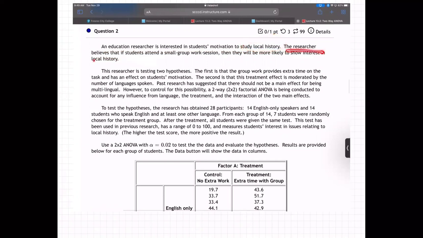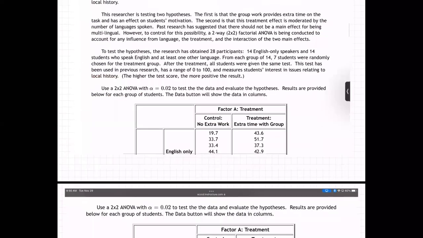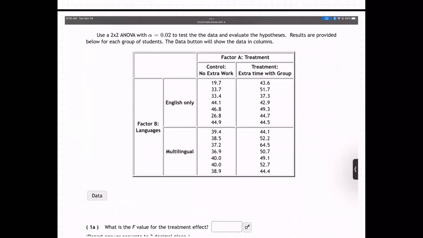The researcher believes that if students attend a small group work session, they will be more likely to show interest in local history. So let me show you the data. It's a 2x2 ANOVA table. Why do we say 2x2? Well, because this is 1, 2, and this is 1, 2. In fact, let me change the color just to make it more clear. So it's a 2x2 ANOVA table.